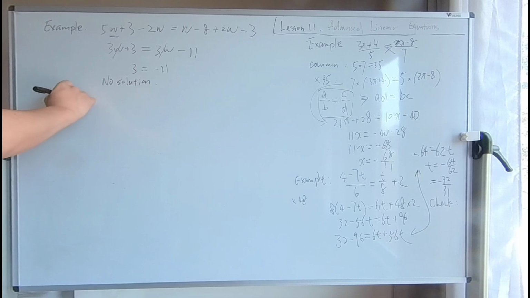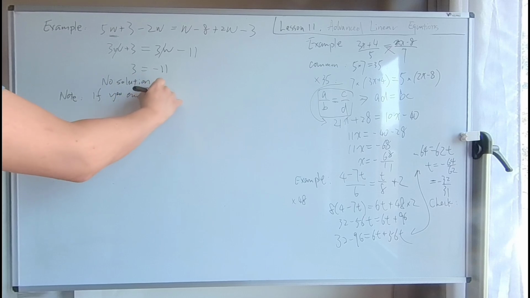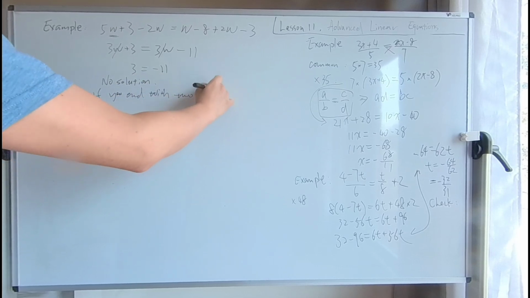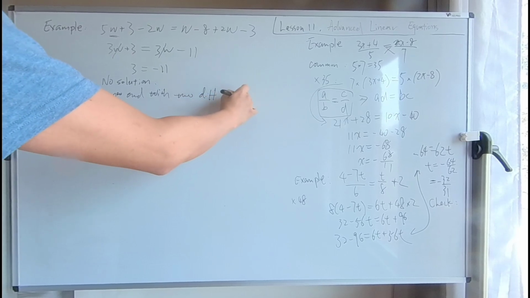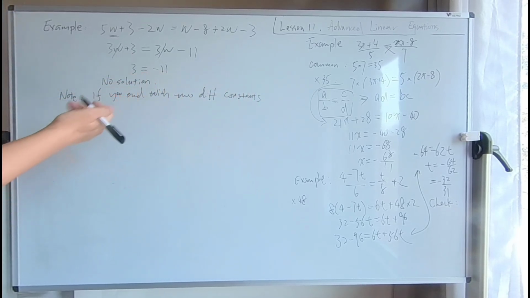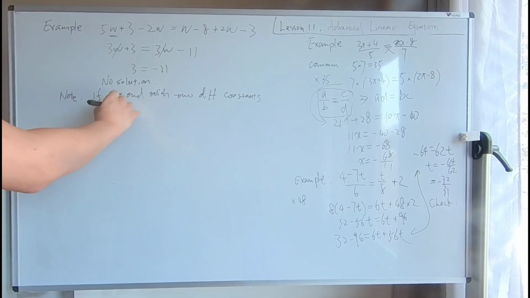So let's write this down. So if you end with two different constants, they must be constants, because for constants, you know for sure they're not equal. Right? So two different constants on either side of the equation.